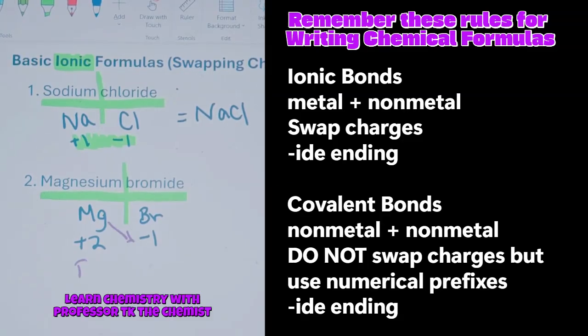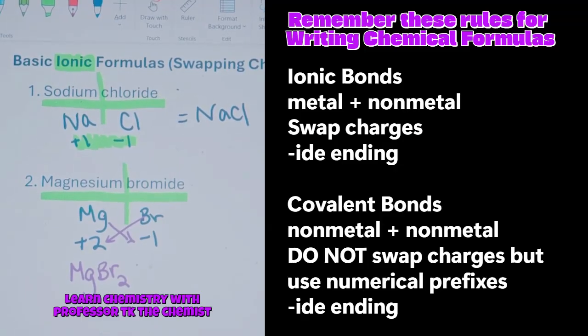Magnesium is going to pick up the 1, and the 1 is understood, so we don't have to write the 1 in. Bromine is going to pick up the 2, but we will write the 2 as a subscript, and that's the formula, MgBr2. That's right, crisscross, applesauce. You crisscross the charges.